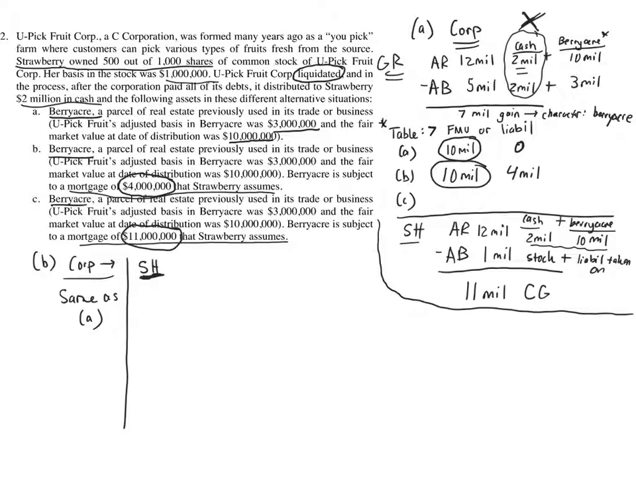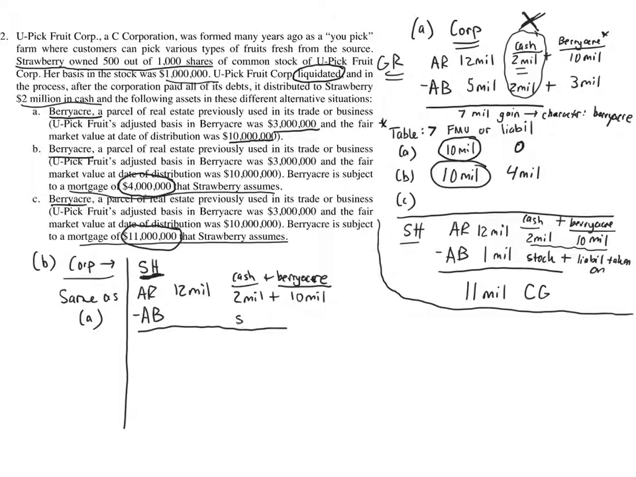All right, shareholder. So for the shareholder, we're doing amount realized minus adjusted basis. Again, it's what the shareholder is getting. The shareholder is getting cash and Berry Acre. Cash is 2 million. Berry Acre has a value of 10 million. So the amount realized by the shareholder is 12 million. So that stays the same from A.